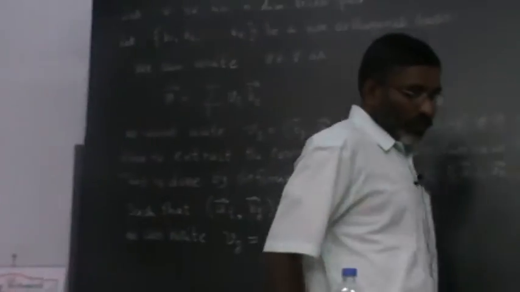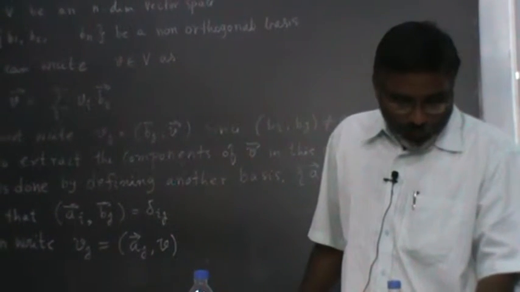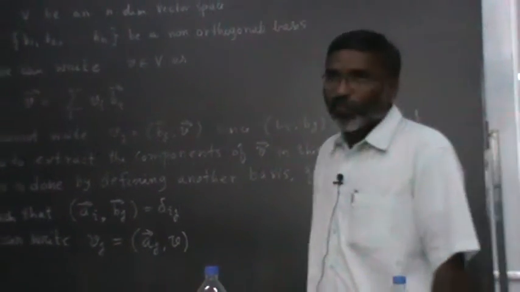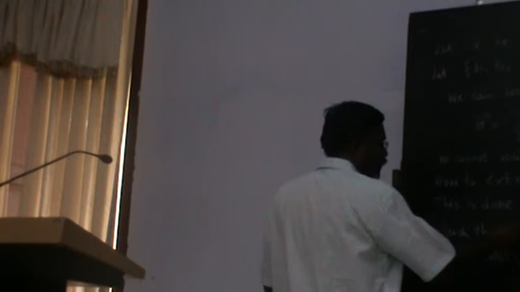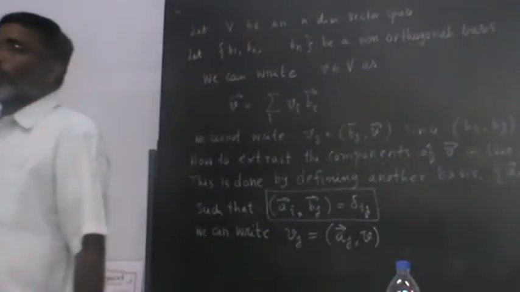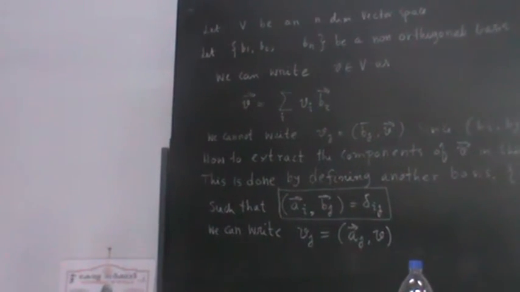Okay, so this is the trick. I cannot obtain the components with one basis, but I will define another basis appropriately with this. This is the only definition. How do I construct a new basis? Based on this. I can construct a new basis based on this requirement.